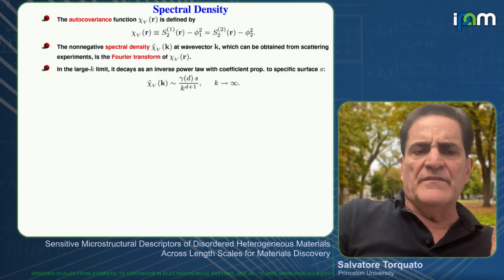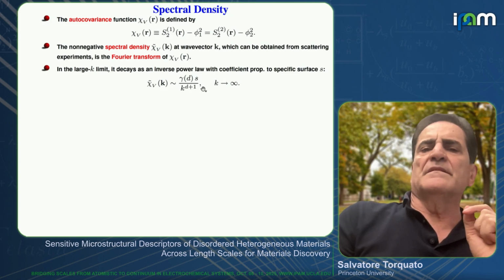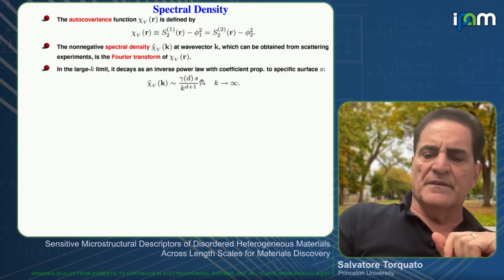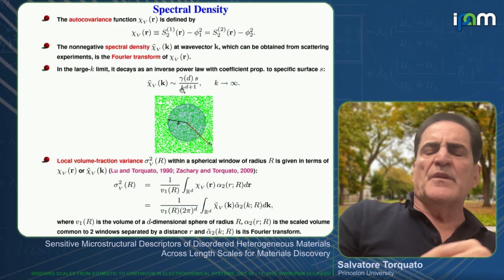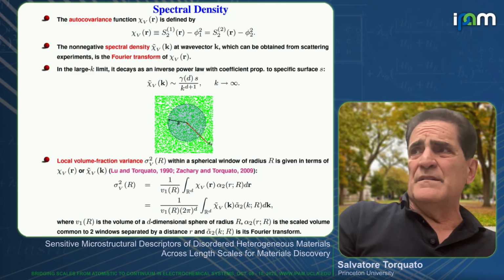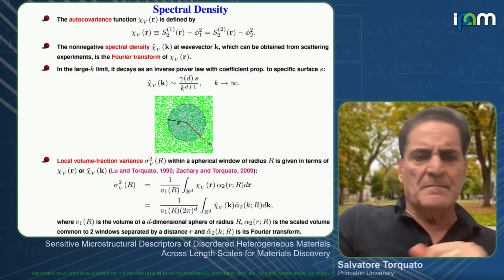Now, in the large wave number limit, you can show that this decays in a particular power law decay with a coefficient that depends upon the specific surface. And in fact, some people in the past experimentally, because you can get this from scattering information, have computed the specific surface this way. So Debye and people like that did that.